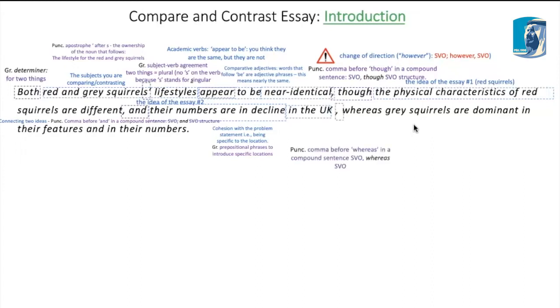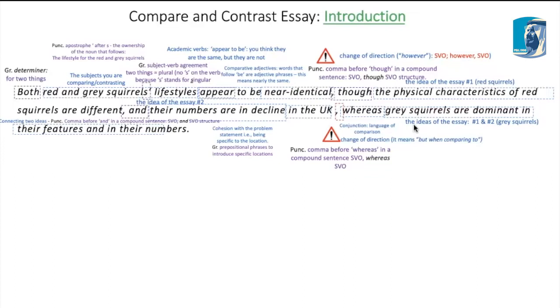So what about the grey squirrel? Well, introduce that with a comma before "whereas" to show you're going to change direction. So we're saying red squirrels look different and their numbers are going down, whereas, meaning, okay, so we're going to find something different here. Grey squirrels are actually dominant in their features, meaning their characteristics, and in their numbers. So we see that their numbers are actually going up.